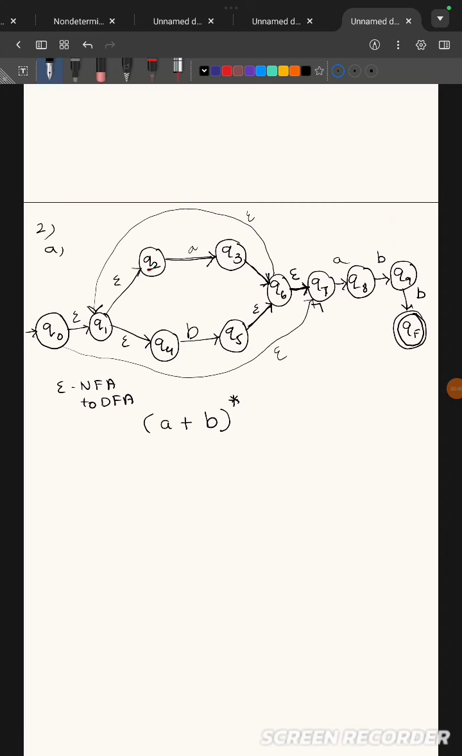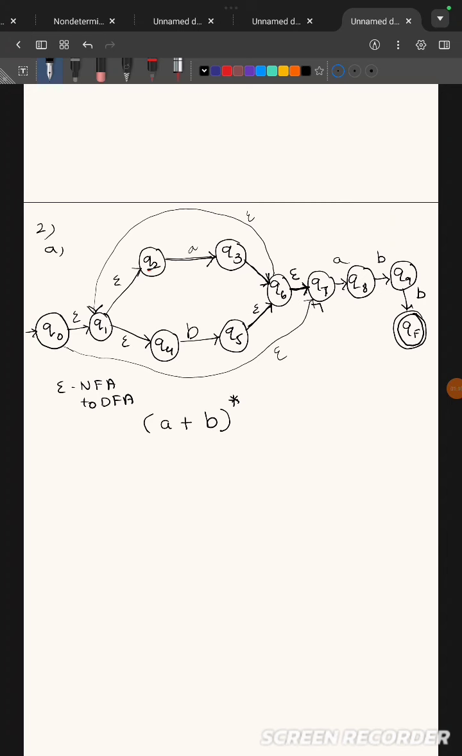Okay, so while representing the epsilon NFA, for the multiple occurrences of A's or B's, we will use the same structure. For converting your epsilon NFA to a regular expression also, the same structure only we will use.